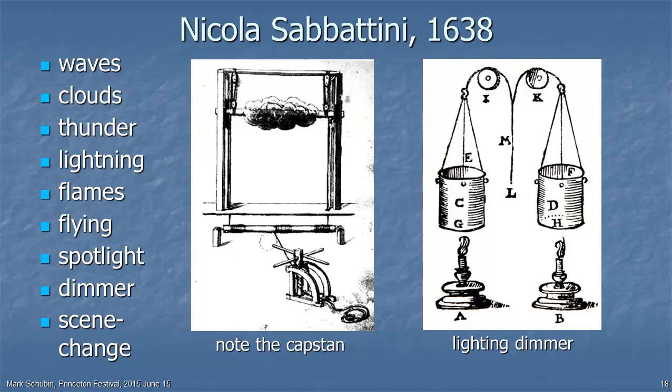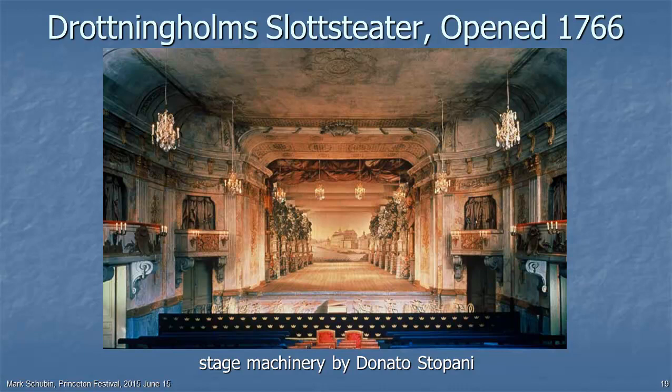Here is a theater just outside of Stockholm. It's the Drottningholm Slottsteater, or the Drottningholm Court Theater, and it opened in 1766, and it was a little opera house for the pleasure of Queen Ulrica. The stage machinery was designed by Donato Stoppani, and the machinery is really quite extraordinary, especially considering that this theater was intended to be put in on the cheap. When you enter it, you see things that look like wonderful gold, and they're actually yellow-painted papier-mâché.